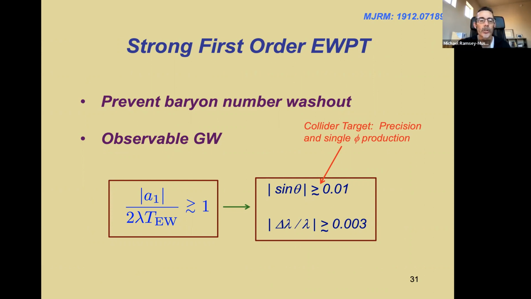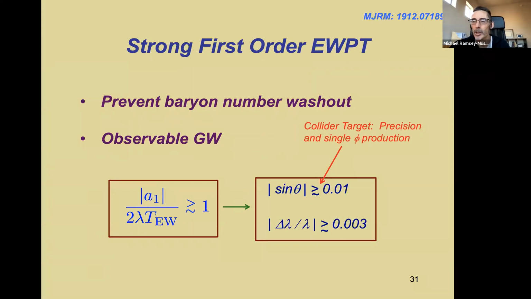So one can translate those considerations into a rough criterion, given in the lower left box, that the ratio of the operator coefficient to the Higgs self-coupling times the electroweak temperature has to be greater than of order 1. And it's relatively straightforward to turn that into a lower bound on the mixing angle of about 1%, or if you're interested in Higgs self-couplings, about 0.3%. So this is not 10 to the minus 6 we're talking about. We're talking about something that is in principle within the purview of precision Higgs studies.